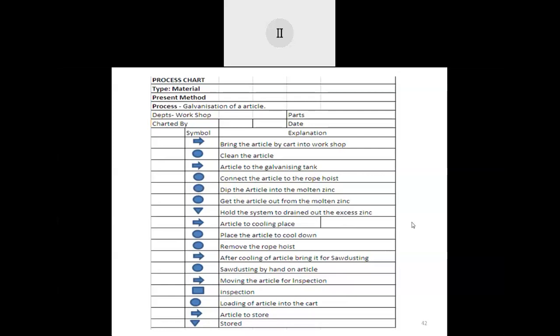So this is just an example. Through the internet you can find many others, and if you can understand all the process charts, you can make your own process chart.